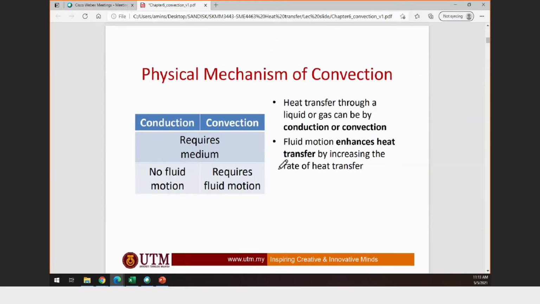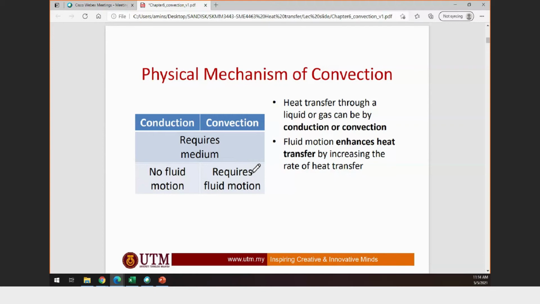When we compare convection and conduction, of course this heat transfer requires a medium. Conduction requires a solid medium, convection requires a fluid medium. But in general, both heat transfers can occur together, simultaneously at the same time. Except if there is no fluid motion, this means convection does not happen.